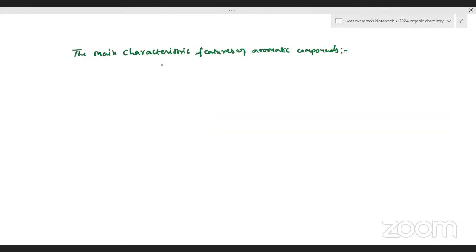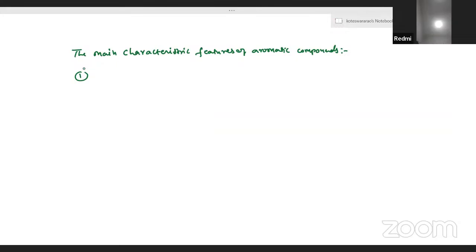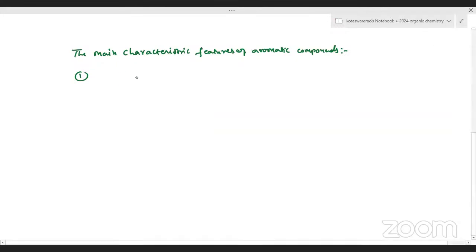Okay. Then, what are the characteristic features? Actually, based on the characteristic features, we are going to identify the aromatic compounds. Right. It has greater thermodynamic stability. Aromatic compounds have greater thermodynamic stability because, this is benzene.